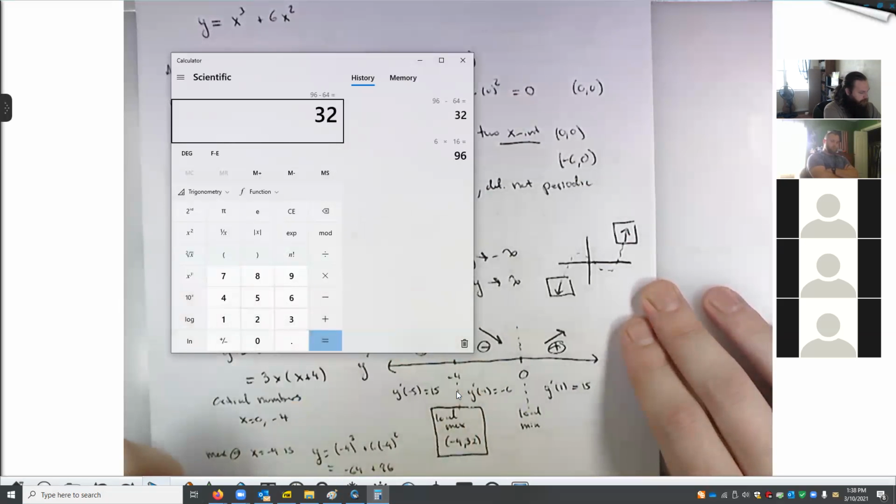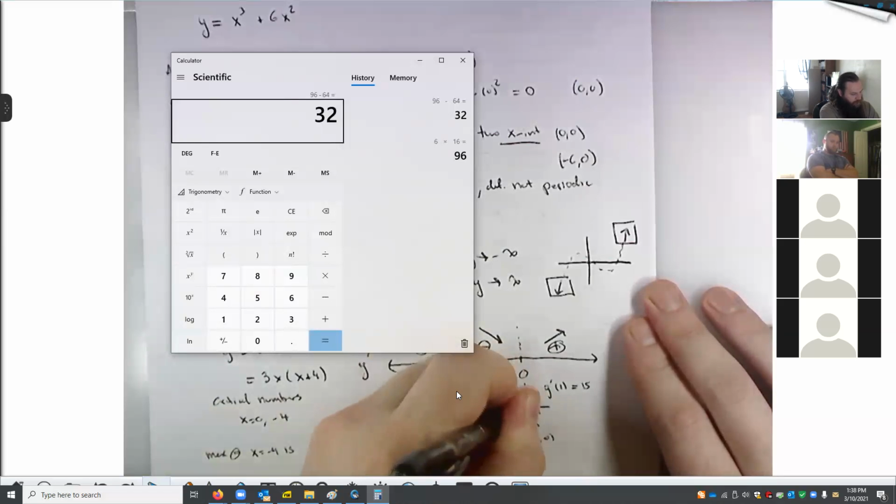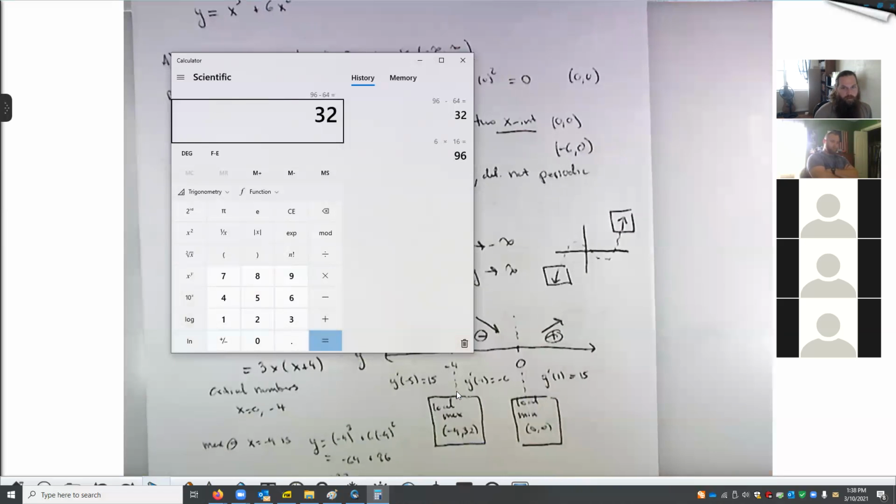And similarly for the local min, the min at x equals 0 is y equals 0 cubed plus 6 times 0 squared. That's definitely 0. So (0, 0), which is one of our x-intercepts, also our y-intercept, happens to be a min as well.